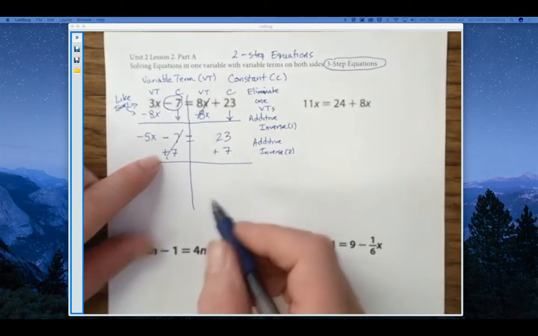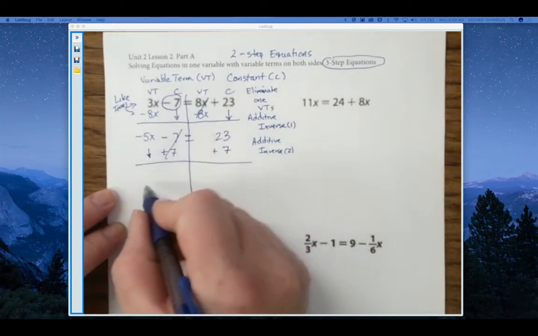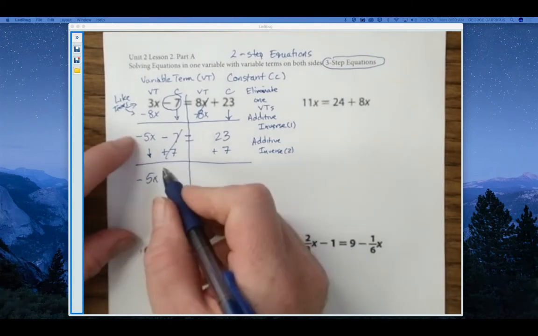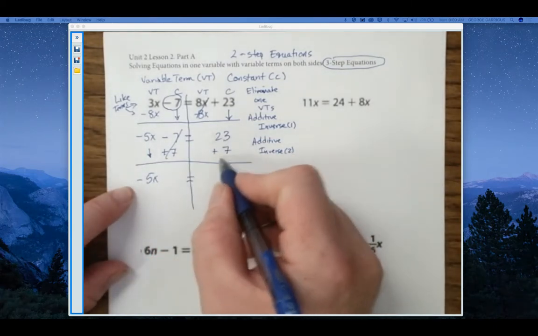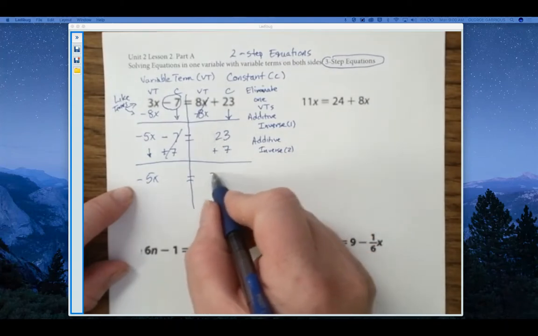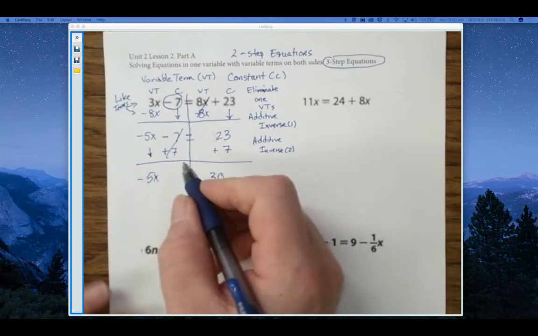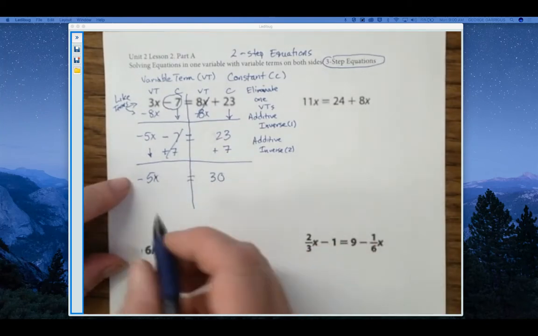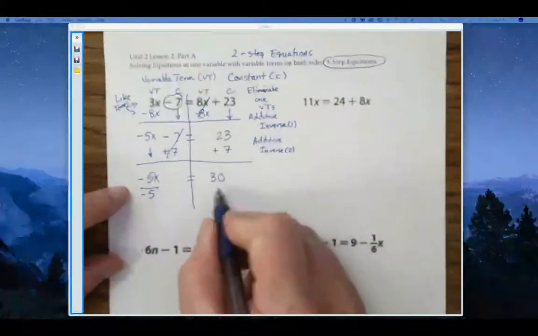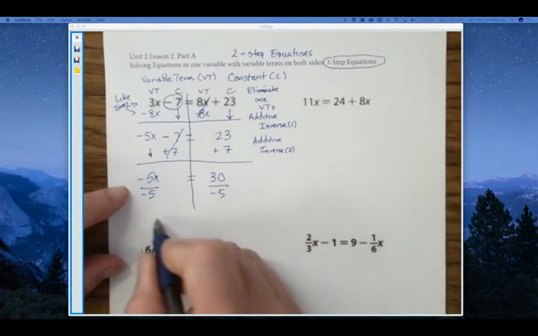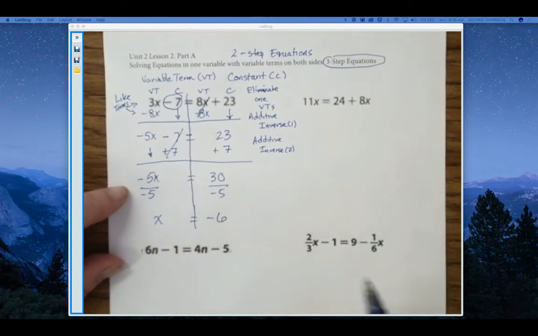Minus 7 plus 7. Bring down the things that you did not affect. Negative 5x. I'm making sure that my sign comes with me. Equals. And 23 plus 7. These are alike, so I can add them. 30. And now I could divide by negative 5, or I could multiply by negative 1/5. Since it's an integer, I'm just going to divide by negative 5. Positive 1x equals negative 6, and I'm done.